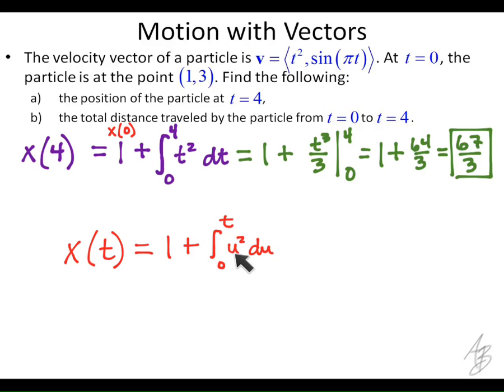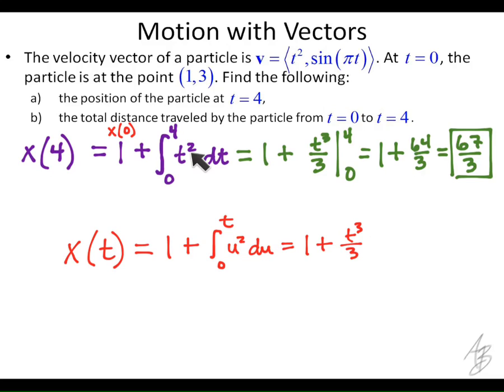Now, you guys understand why I had to use a different variable here? It's the same thing we did here, the t squared with respect to t, except I already have t as a variable here and I can't use the same variable in the limit and in the integral. And so what we would end up getting is going to be 1 plus t cubed over 3. And this is going to give us the x coordinate at any t value.